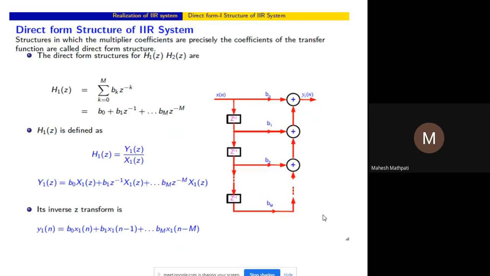Okay. Next, now we will go with representing a block diagram. So here, the direct form structures for H1 of z and H2 of z. So what do we write for H1 of z? What is our H1 of z? H1 of z is summation k equals 0 to m of b_k z power minus k. We just wrote down this part.